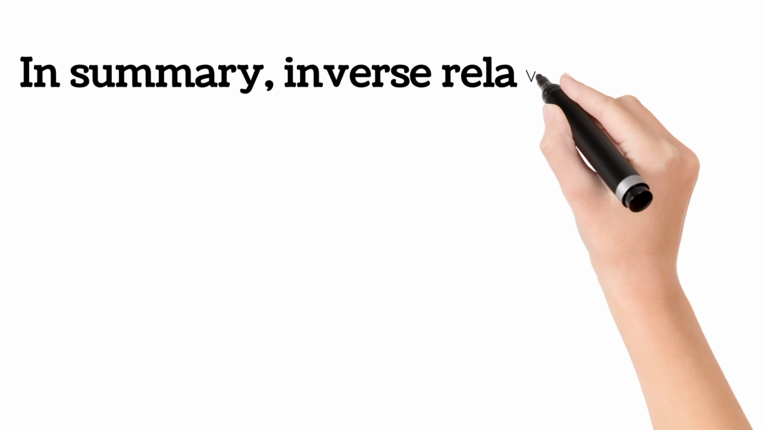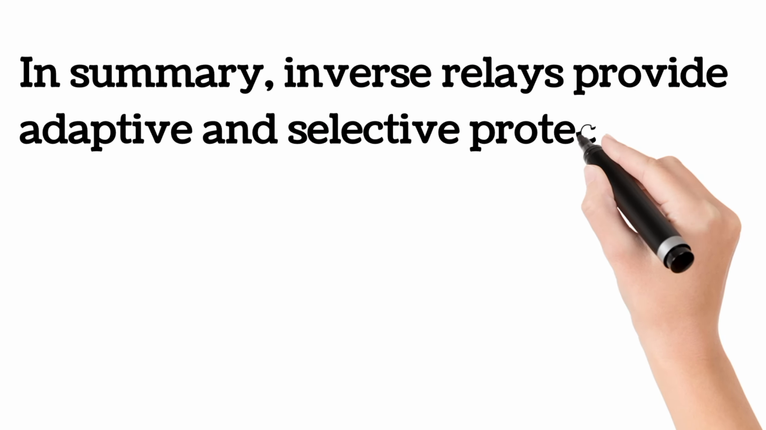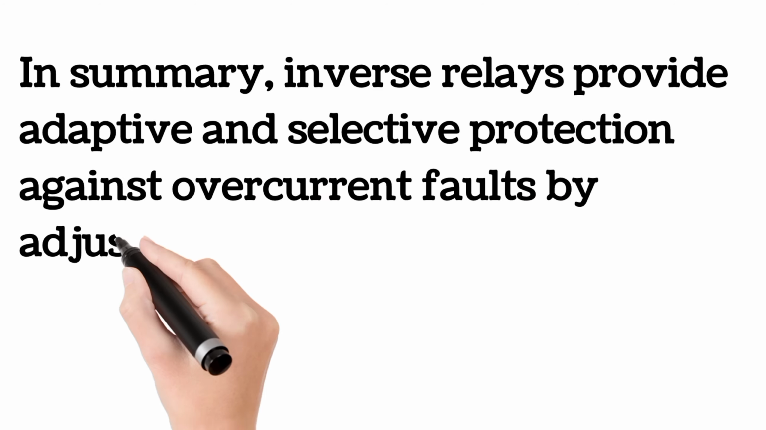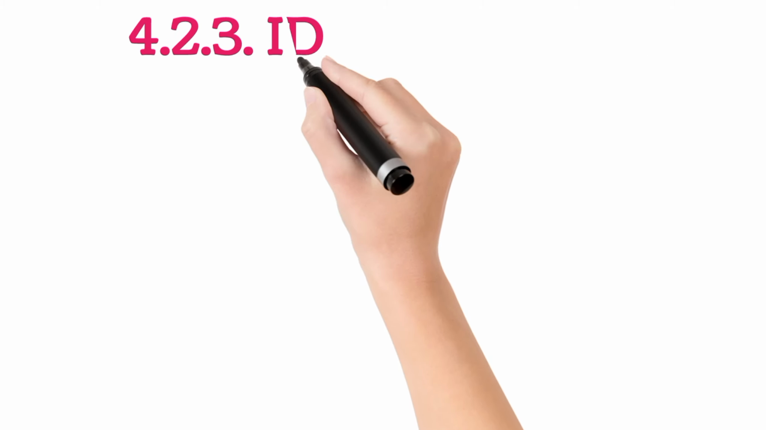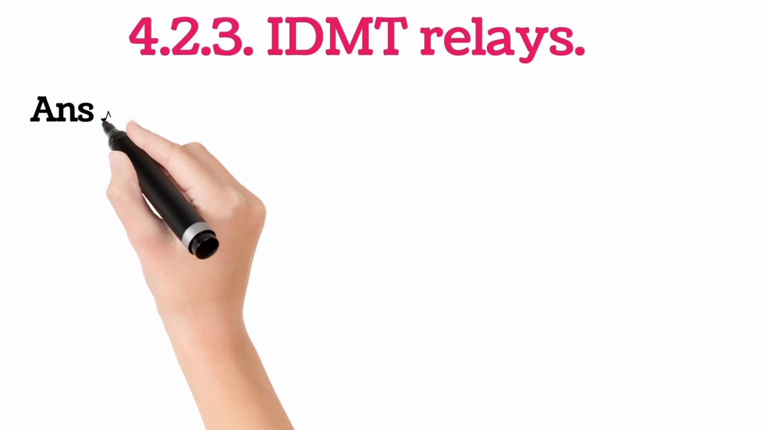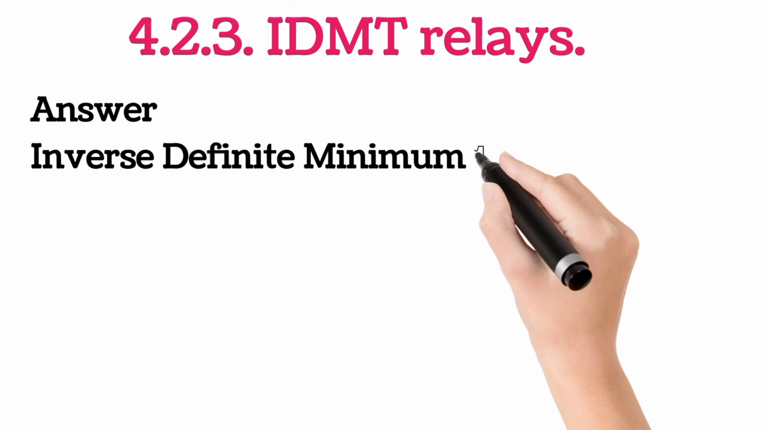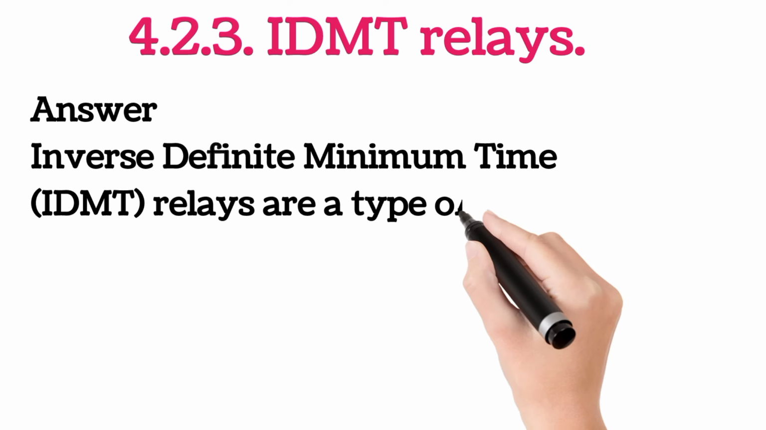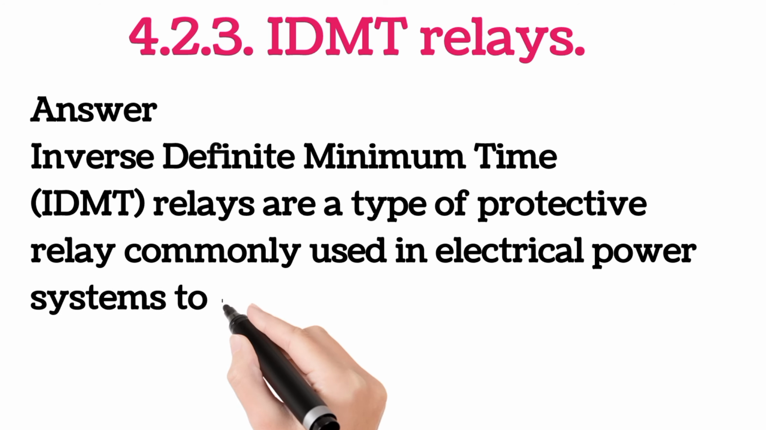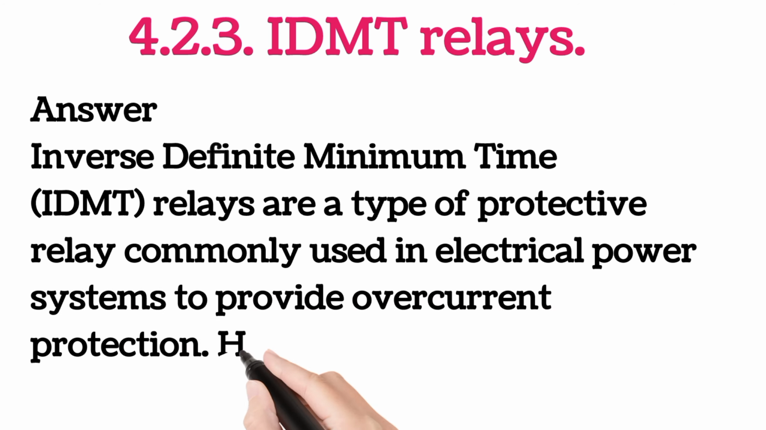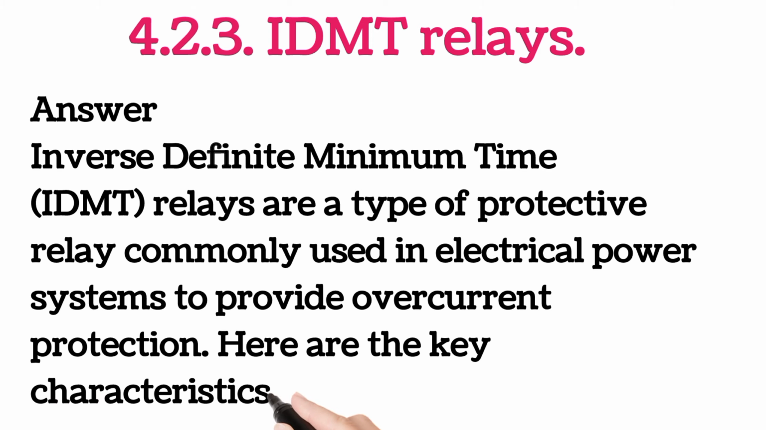In summary, inverse relays provide adaptive and selective protection against overcurrent faults by adjusting their trip characteristics. 4.2.3. IDMT relays. Answer. Inverse definite minimum time (IDMT) relays are a type of protective relay commonly used in electrical power systems to provide overcurrent protection. Here are the key characteristics of IDMT relays.